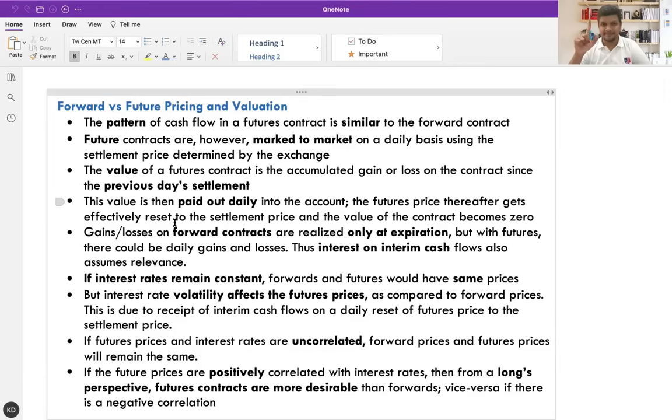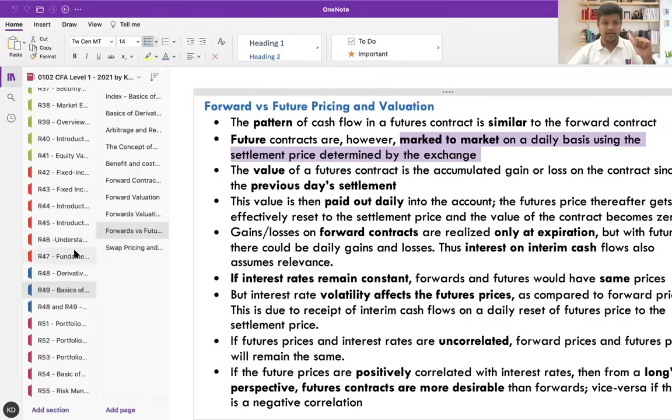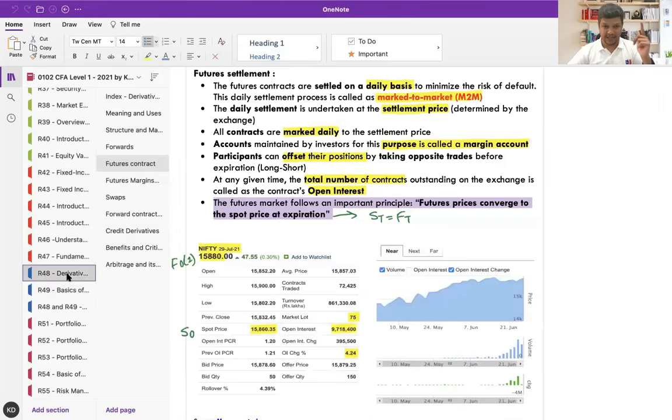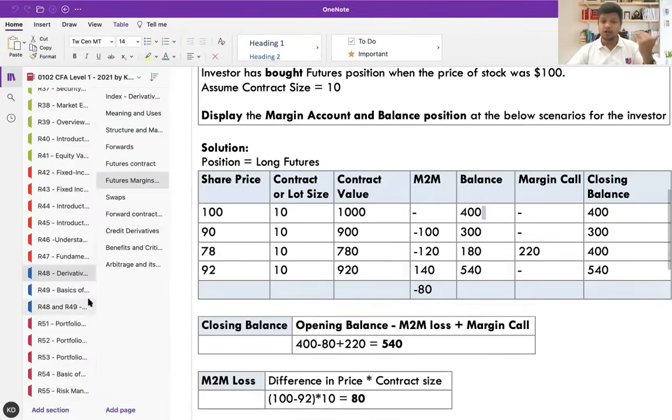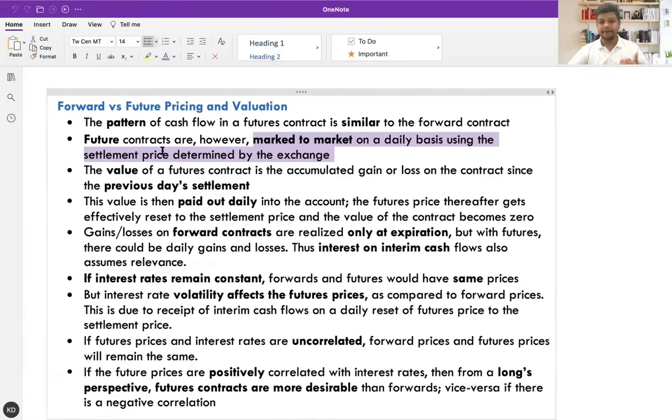exchange rules. Remember, in forwards you don't do mark to market, but in futures you have to do it every day. That's the exchange rule, right? The pattern of cash flow in a future contract is similar to the forward, but futures are marked to market on a daily basis. Remember that? Yes, we did the margin calculation. You have to do it daily.